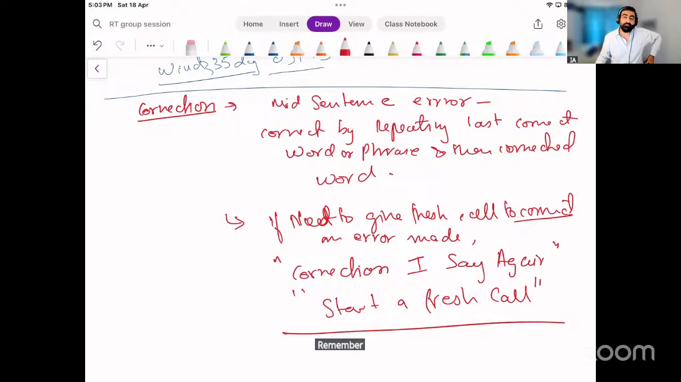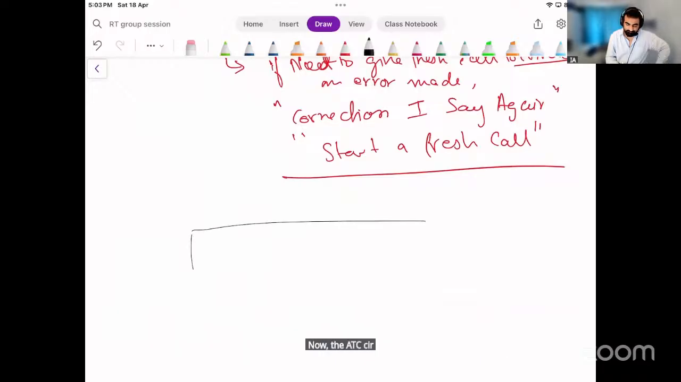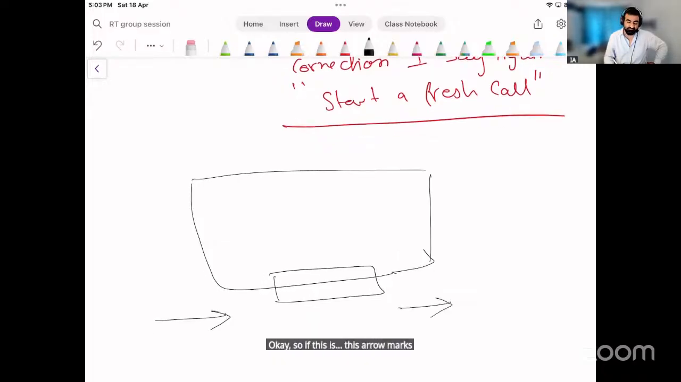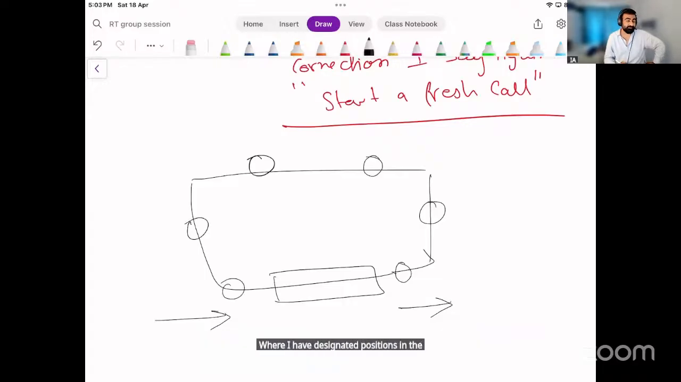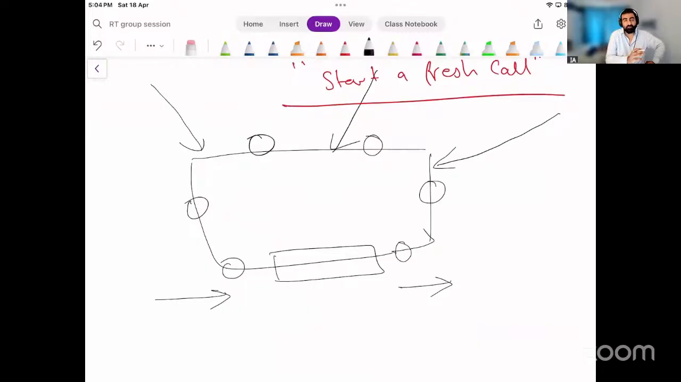Remember, when we talk about approaches, we talk about the ATC circuit. Anybody who doesn't know the ATC circuit, make sure you remember it. Now, the ATC circuit we have seen follows a path determined by the flow of traffic. If this arrow marks the flow of traffic, then these are major points where I have designated positions in the ATC circuit. Aircraft can join from anywhere and then follow the same path and be a part of the traffic.